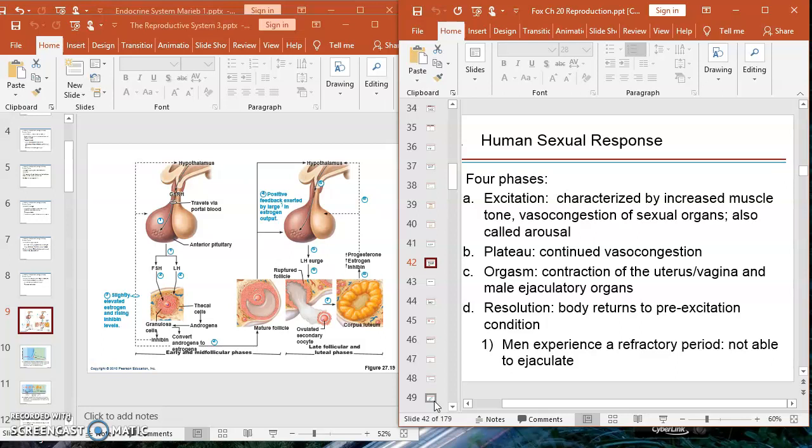That's in the plateau phase. The orgasm, of course, is the release of sperm from the male, or the attempt to release sperm from the male, should I say, and secretions that would occur in the female. Then resolution will occur when the body returns to its pre-excitation. Then men experience a refractory period where they are not able to ejaculate again. Women don't have this.